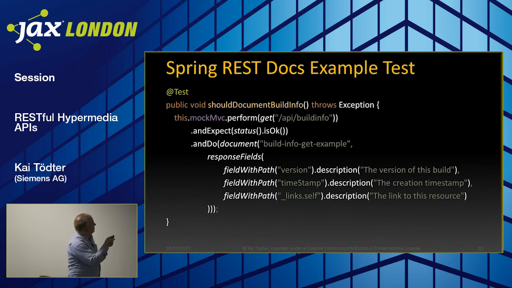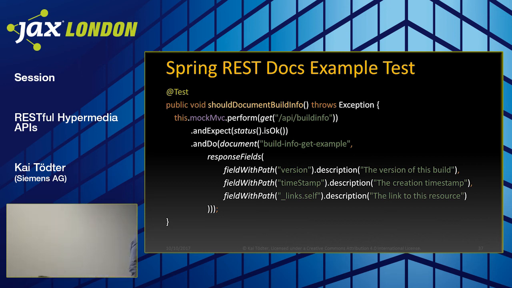It looks like this. So here we are using Spring MockMvc. I don't want to go into details. So we do a GET to this URL endpoint, do some tests, we check if it's okay, and then we document and we create something, and we say we would expect that in this call there's a response field called version, and the documentation would be the version of this build, which is of course trivial, but you would write meaningful text here, and so on and so on.